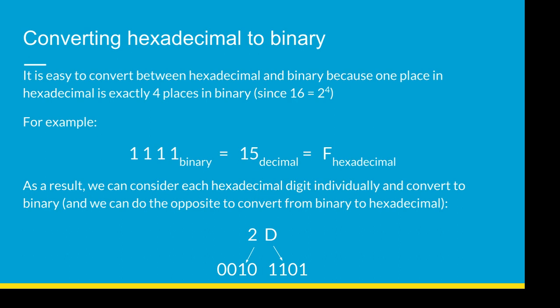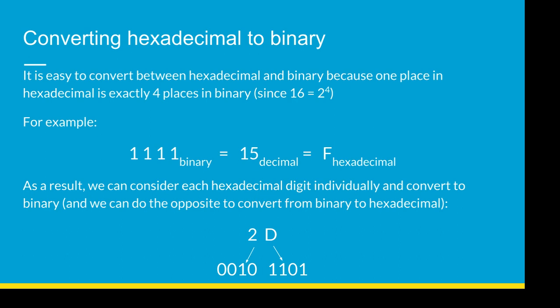So because we have that relationship, because 16 is a power of 2, one hexadecimal digit can be represented by exactly 4 binary digits. Okay? So what that means is if we have a hexadecimal number that's multiple digits, like 2D, for example, and we want to convert that to binary, we can consider the digits individually, convert the individual digits to binary, and then consider it as one big number.